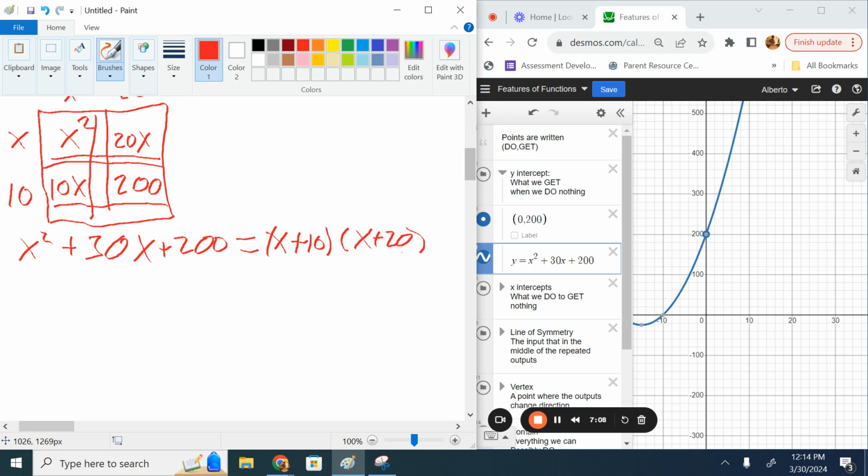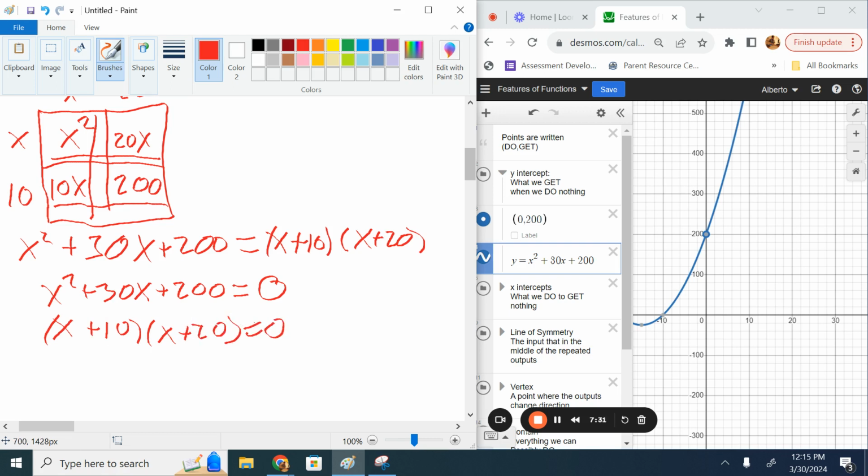Okay, so we want to check that out because now we can say that if x squared plus 30x plus 200, remember we're looking for our x-intercepts, that means we want it to be equal to 0. That's the same thing as saying that x plus 10 times x plus 20 is 0. And so we can see that there's two ways to do that, right? So I can make this factor 0, or I can make this factor 0. I can make the x plus 10 0 by having an x of negative 10, or I can make x plus 20 0 by having an x of negative 20.